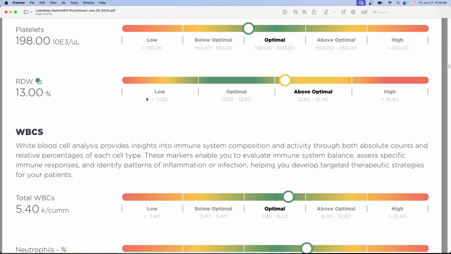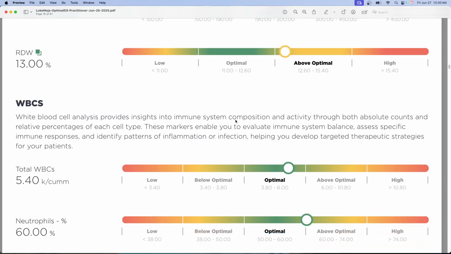RDW is the variation in your red blood cell size. This can indicate different types of anemia and things as well. Mine's slightly above optimal, just barely above the optimal range, so I'm not too worried about that.